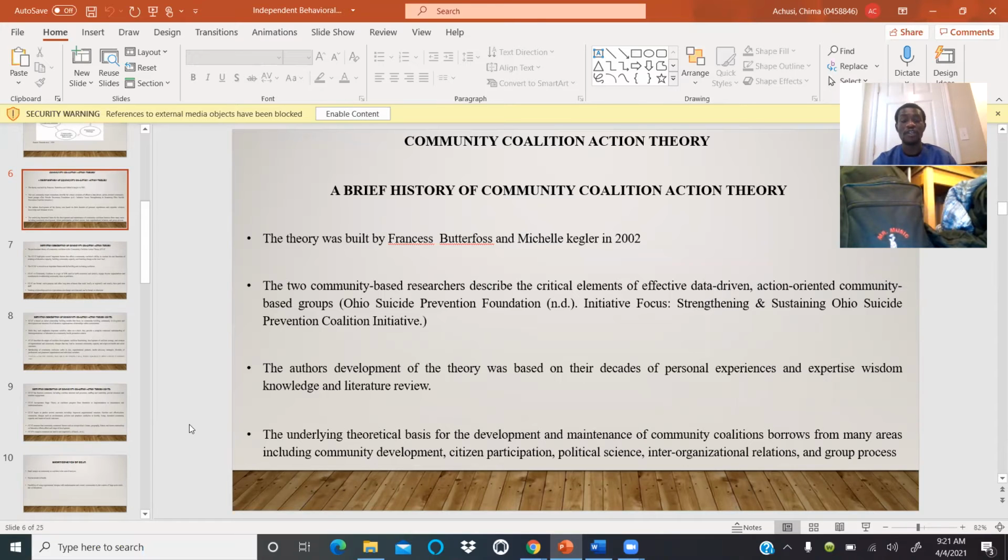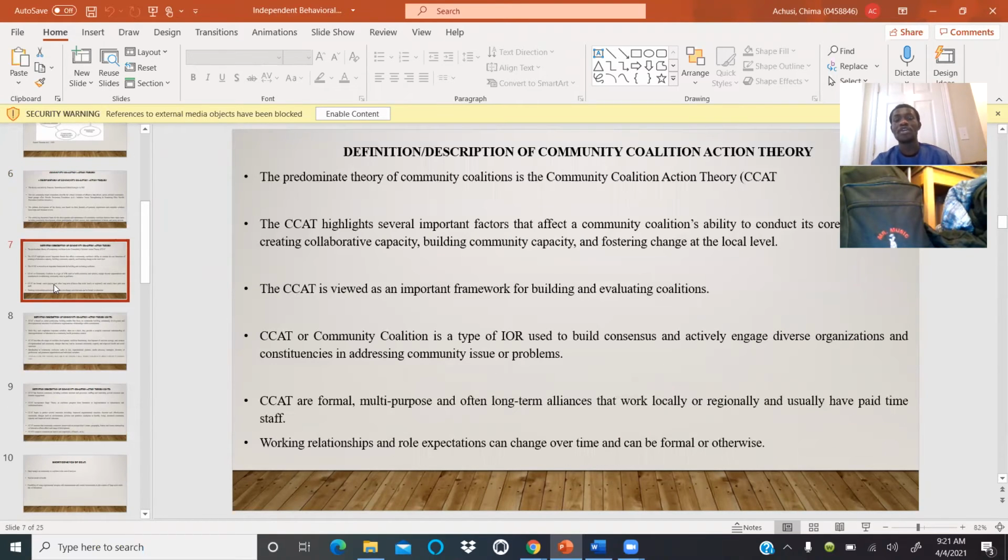And the underlying theoretical basis for the development and maintenance of community coalitions borrows from many areas, including community development, citizen participation, political science, inter-organizational relations, and group process. The definition and description of community coalition action theory. The predominant theory of community coalitions is the community coalition action theory.